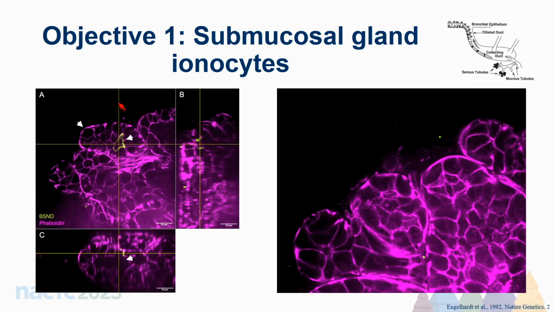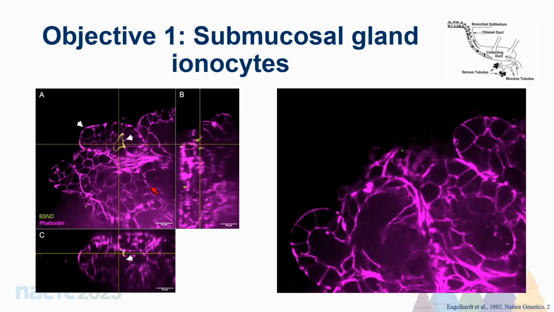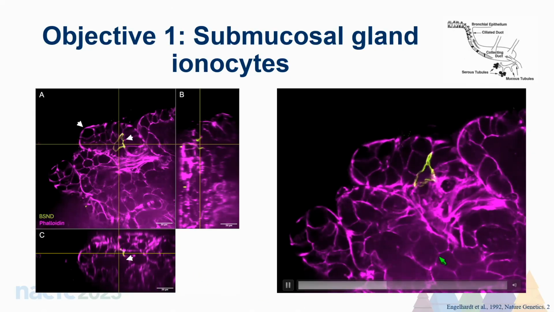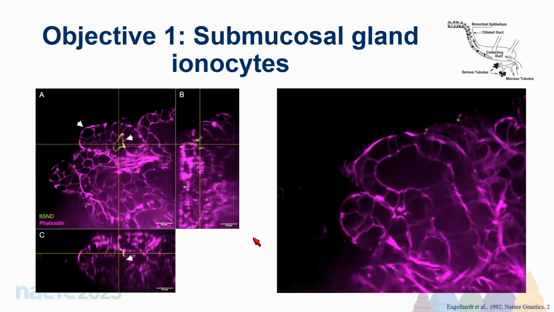So this is a whole mount tissue stained with, again, BSND and phalloidin, and we can see the serous cystic regions, with this arrow pointing at it, and the arrow to the right pointing at our BSND-labeled cell. And if you look at panels B and C, which is the cross section, you can see the ionocyte is located right towards the lumen of that mucous tubule and not really deep in the serous cystic cells. And then this is the video of going through the Z-stack of this image, and you can see this ionocyte right before the opening of the mucous tubule in the submucosal glands.